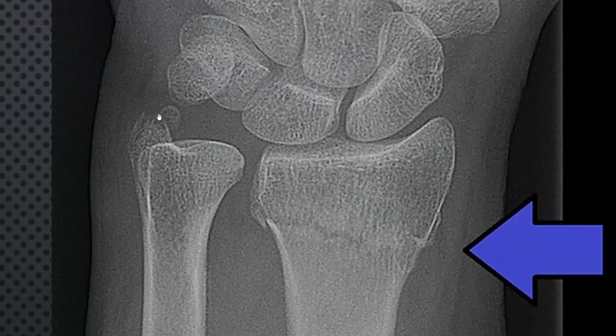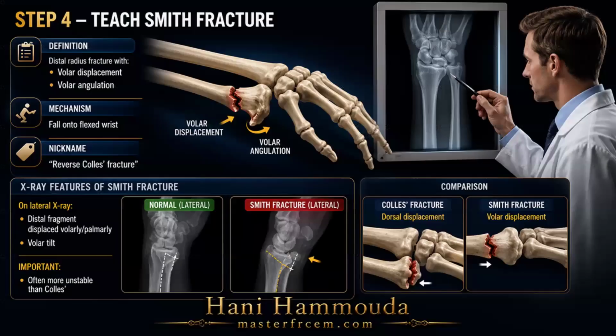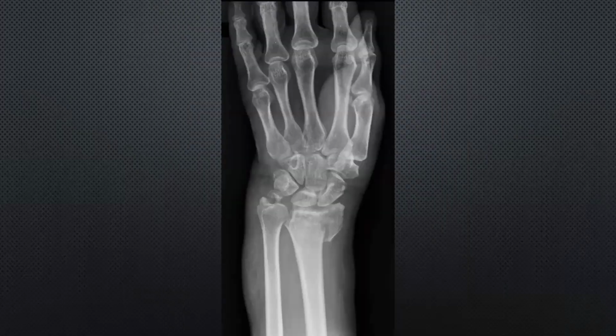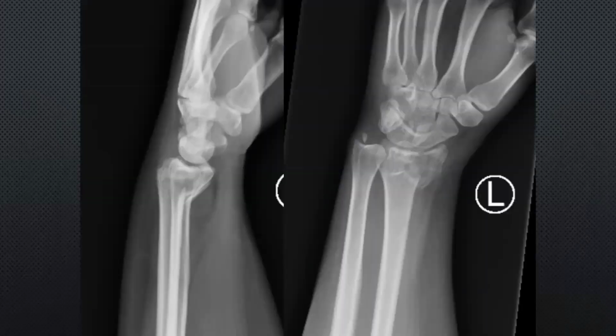Can you see the disruption? This part should be here, should be there, and the distance should be normal. Okay. So what about this one?